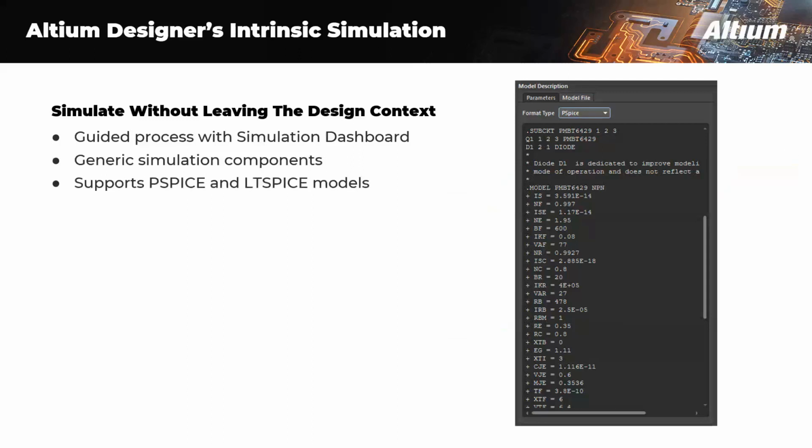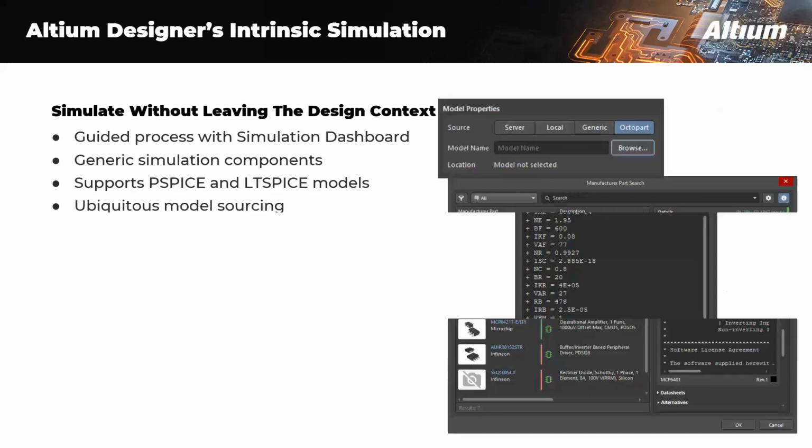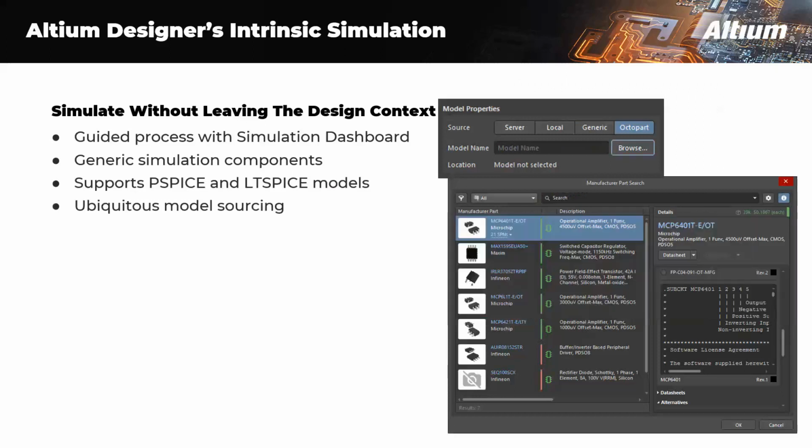As I mentioned earlier, model support is key, and the RTM simulation engine supports analog PSPICE and LTSPICE models. This includes PSPICE library files with extension .lib with multiple model definitions. This opens the door to a wide range of devices supported. RTM allows designers to access models from anywhere: a managed server, local file system, generic models, and directly from the parts listing with the manufacturer parts search panel.